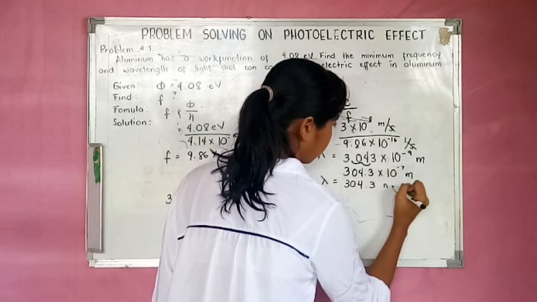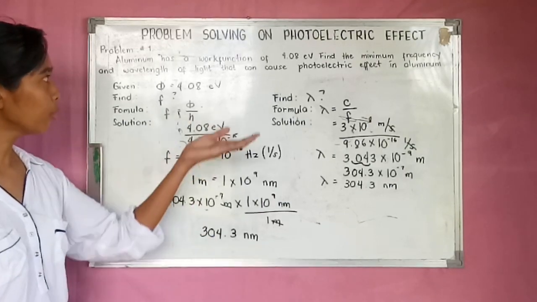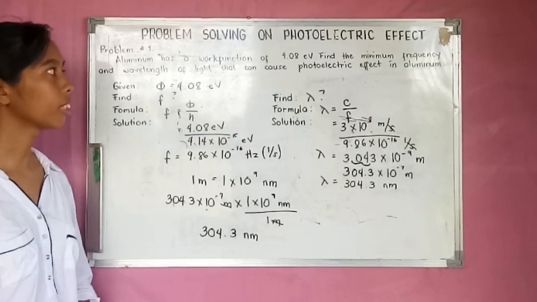There you have it. We already have the minimum frequency and the wavelength of light that can cause a photoelectric effect.